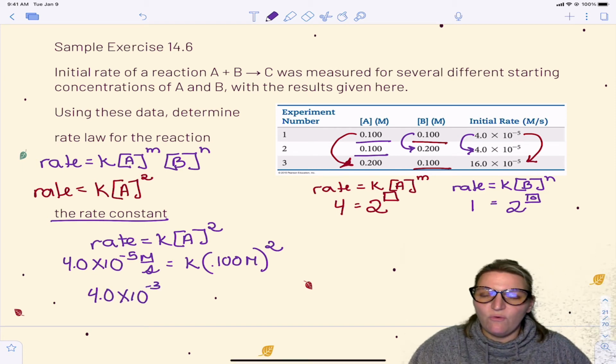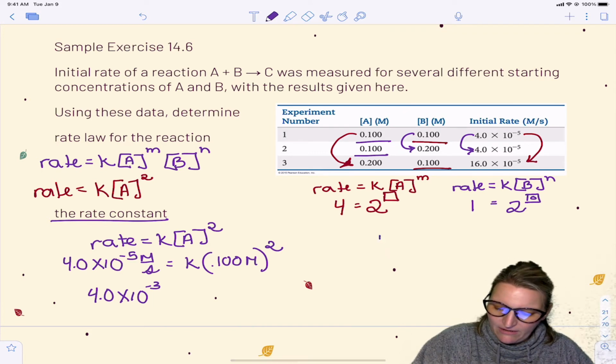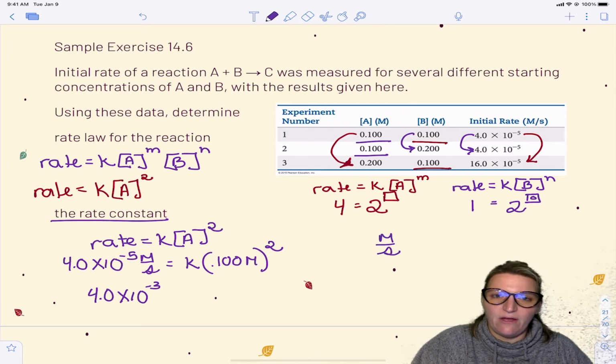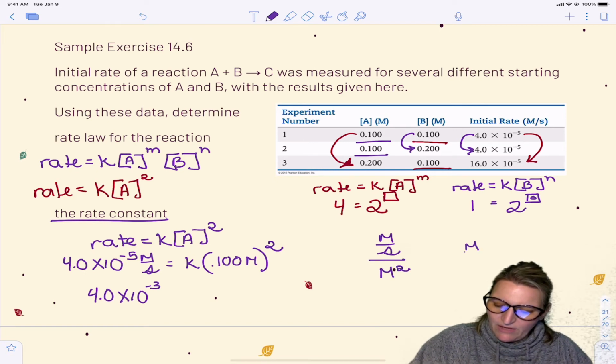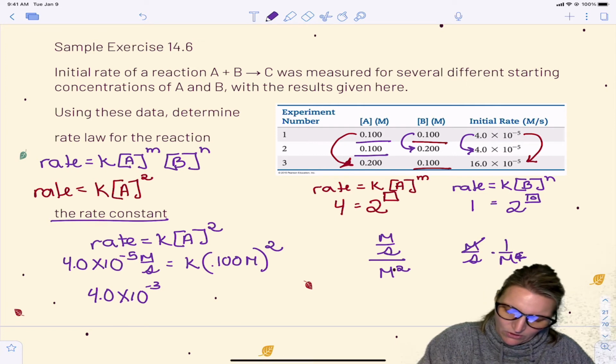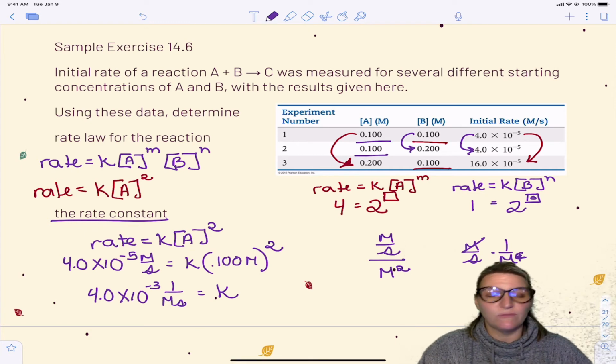And this is where you may want to, off to the side here, work out the units of the rate law. So it would be a molarity per second, and then I would divide it by a molarity squared. That's the same thing as molarity per second times 1 over molarity squared. One of those molarities cancels. So the unit of the rate constant is 1 over molarity times seconds, with molarity times seconds in the denominator.